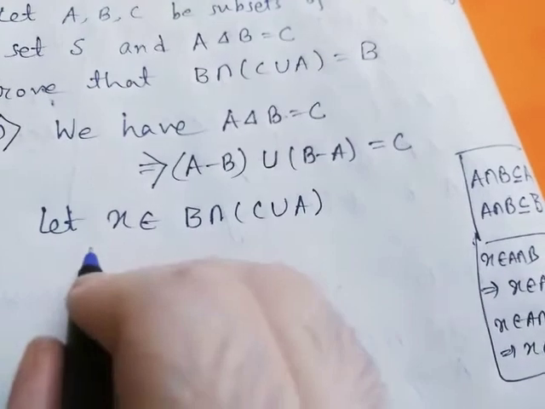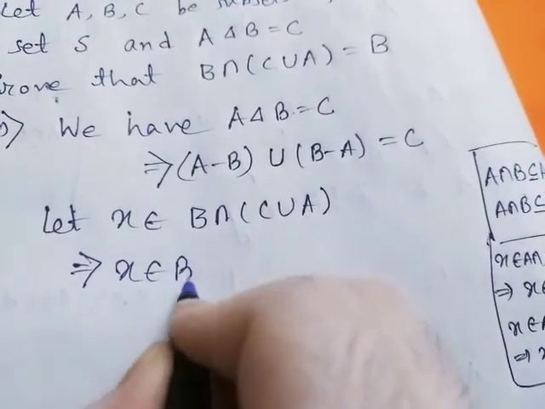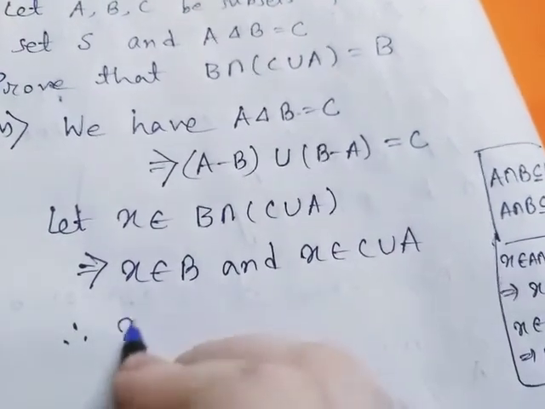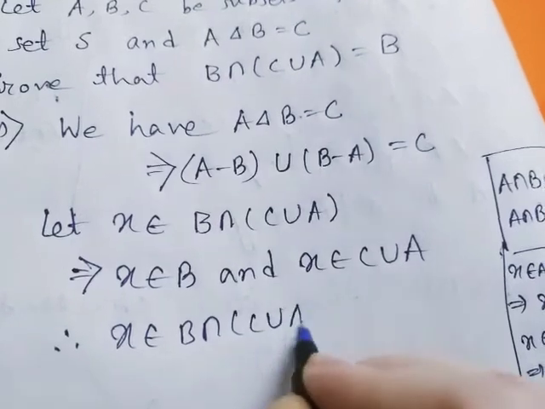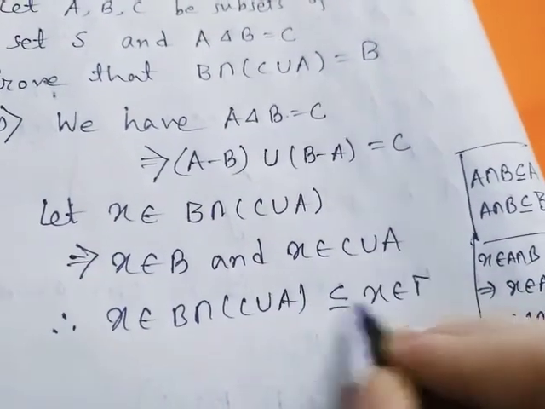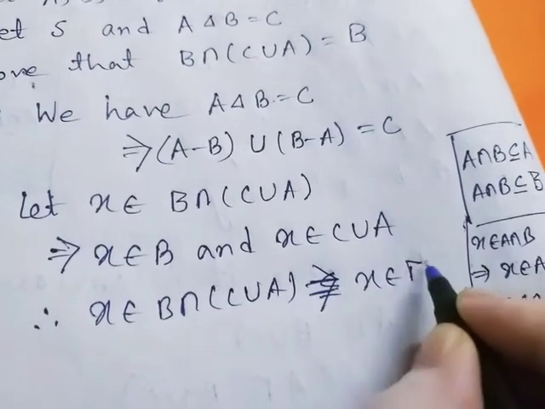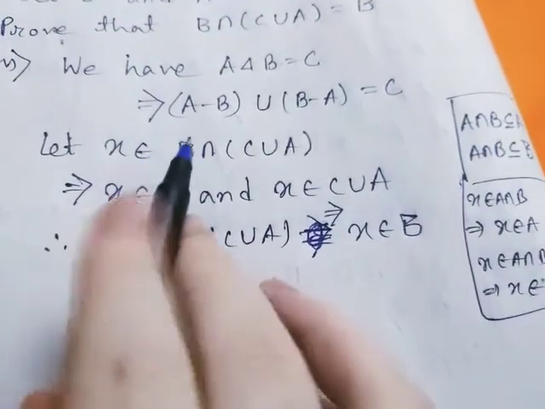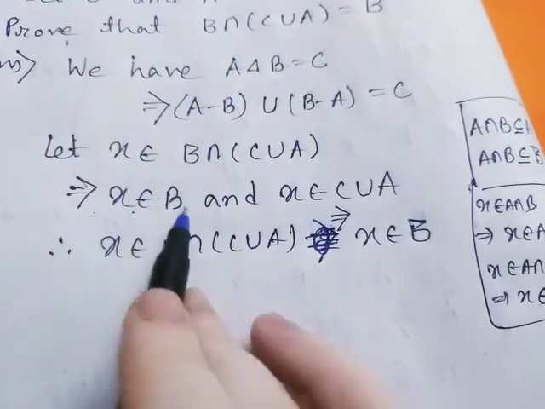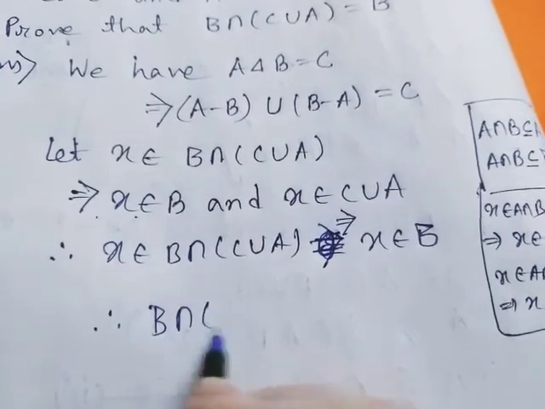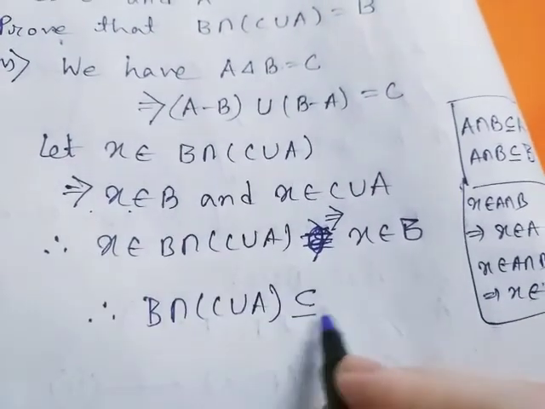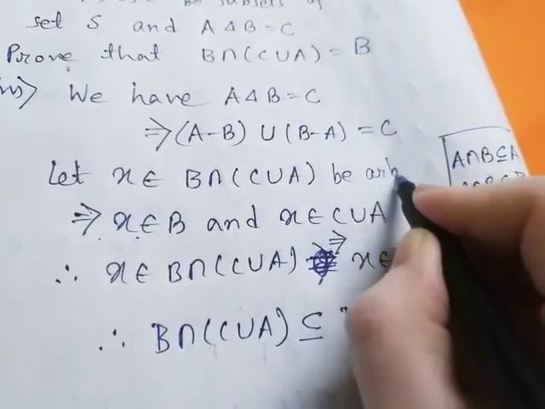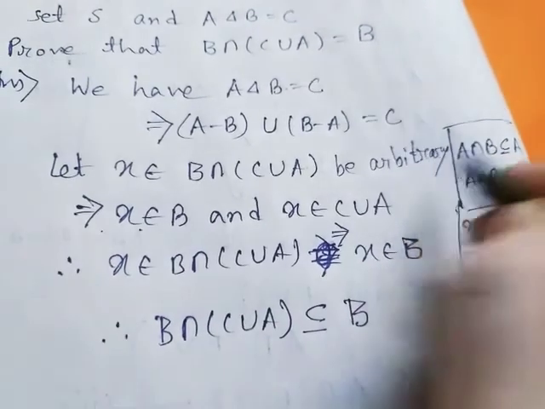Now, let X belong to B intersection (C union A). This implies X belongs to B and X belongs to C union A. Therefore, X belongs to B. Therefore, X belongs to B intersection (C union A) implies X belongs to B. Therefore, B intersection (C union A) is a subset of B, because X is arbitrary.